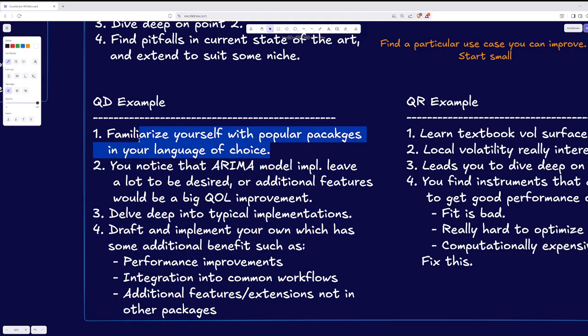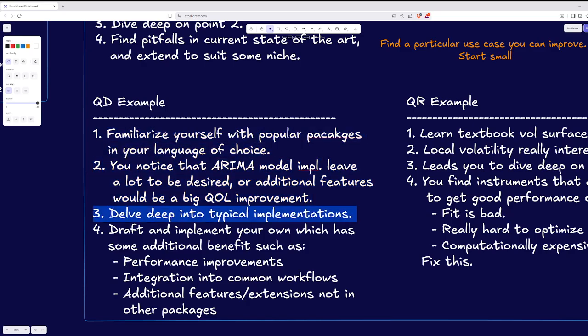Let's say you familiarize yourself with your language and the popular packages in your language of choice. Let's say one of those is statsmodels, and you see that their ARIMA model implementation leaves a lot to be desired, or you want to add some features to it, or you want the solver to be more robust, something like this, right? You have to select this for yourself, and this will come from knowing a lot about the space and using things for yourself. And after that exposure, it will be obvious to you, you know, oh, I wish this thing was better, okay? So say that's the option.